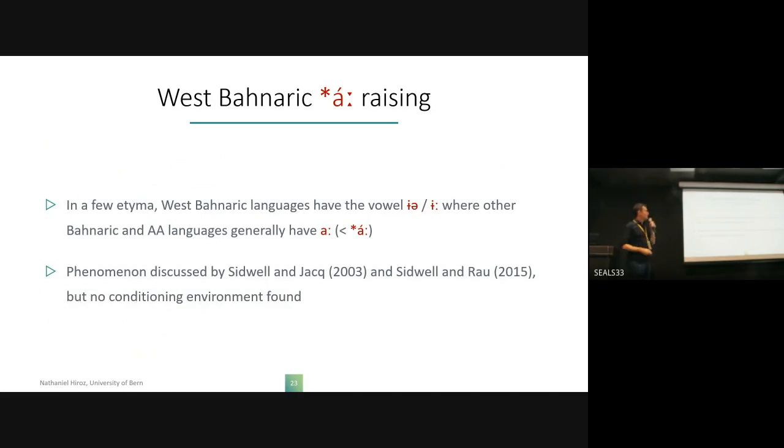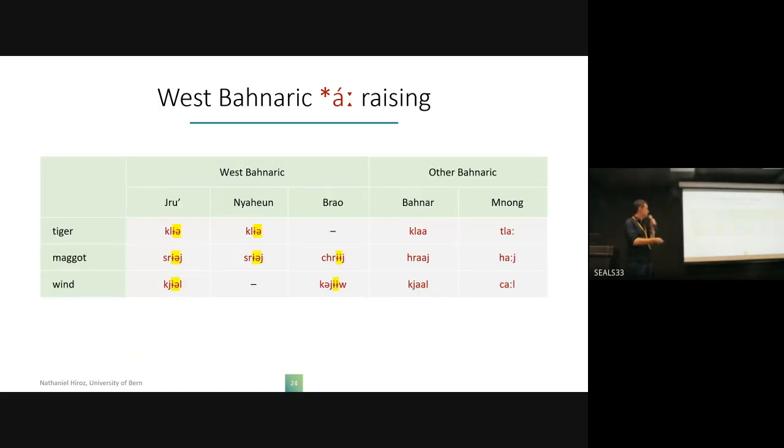So let's talk about the first phenomenon, this West Bahnaric raising. In a few words, West Bahnaric languages have typically the vowel u or ɨ, where other Bahnaric and Austroasiatic languages generally have the vowel a. The phenomenon was discussed by Sidwell and Jacq in 2003, and then again Sidwell and Rau in 2015, but no conditioning environment was found. So this is what we're dealing with. For example, in Dru or Laven, we have forms like Klua, Thrue, Kyul, as opposed to Bahnar Kla, Frai, or Kial.